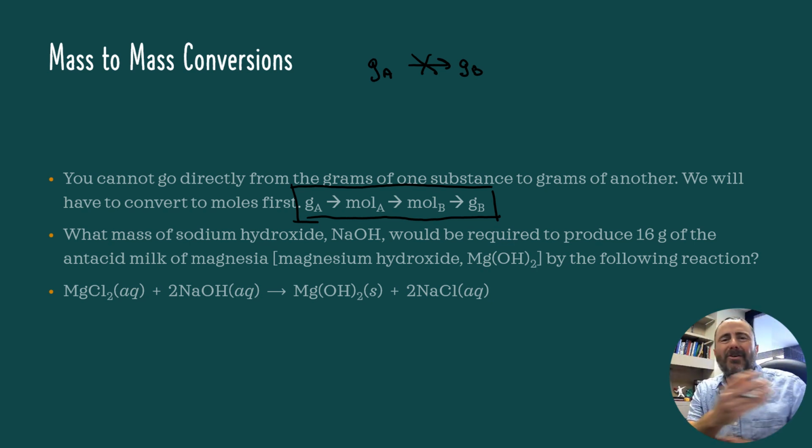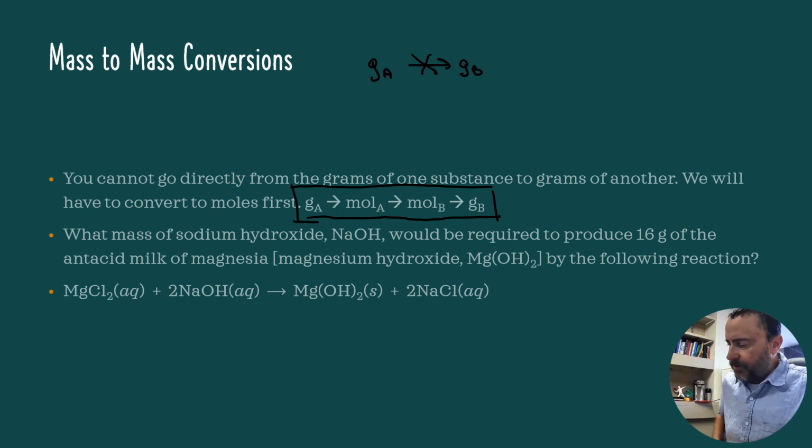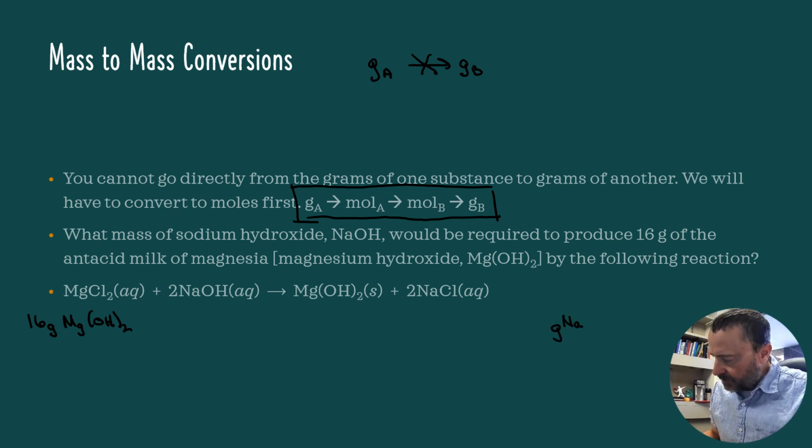And so it becomes a little more complicated, but all we're doing is building upon the steps that we've already done in the past. So it says what mass of sodium hydroxide, NaOH, would be required to produce 16 grams of magnesium hydroxide. Okay, so I'm going to start with 16 grams of the magnesium hydroxide, which was the given thing in our problem. Okay, we're going to try to find a way to get over here to grams of sodium hydroxide, because that's what it's asking about.